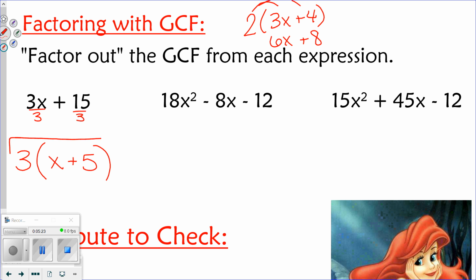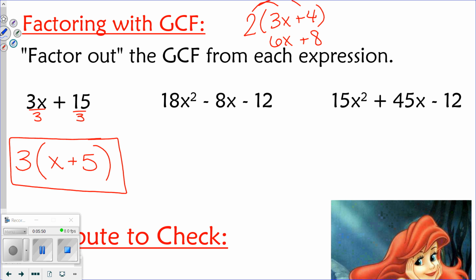All right, now the biggest thing that drives me crazy when students miss these is, can you check every answer? Yeah, 3 times x is 3x. 3 times 5 is 15. Yeah, it worked. Okay, the other thing to look for: whatever you have left in here, if there's still a common factor, like a 2 would go into both of these, that's a red flag. That means you didn't take out the biggest thing. So you always want to do a little look on that. All right, what about the next one?